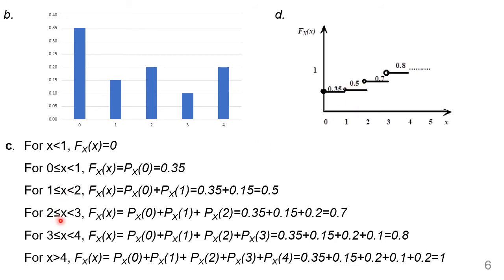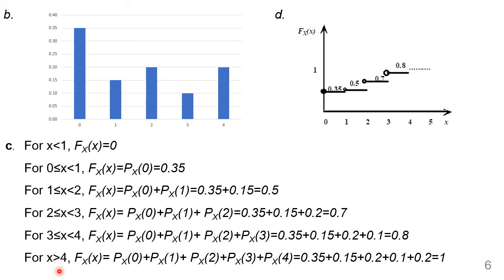For values of x between 2 to 3, we have Px of 0 plus Px of 1 plus Px of 2, that is 0.35 plus 0.15 plus 0.2, that gives us 0.7. So between 2 to 3, we have 0.7. For values of x between 3 to 4, we have Px of 0 plus Px of 1 plus Px of 2 plus Px of 3, that is equal to 0.35 plus 0.15 plus 0.2 plus 0.1, that gives us 0.8. So therefore, between 3 to 4, we have 0.8.